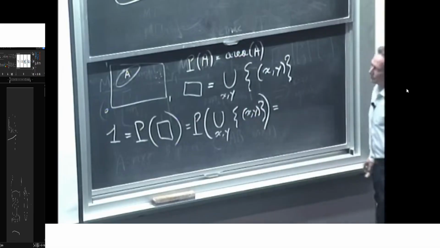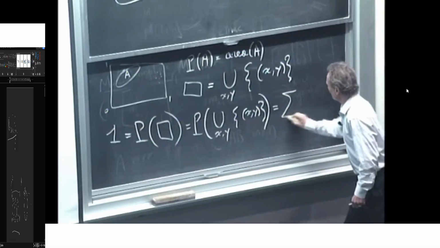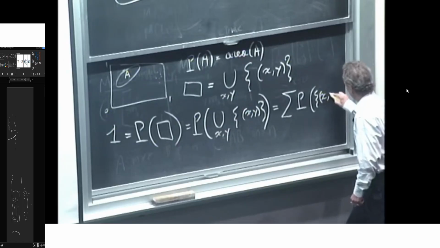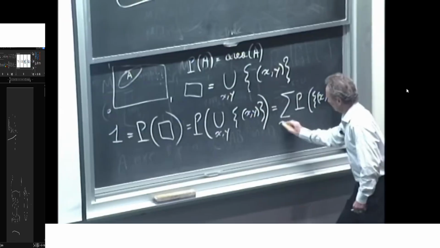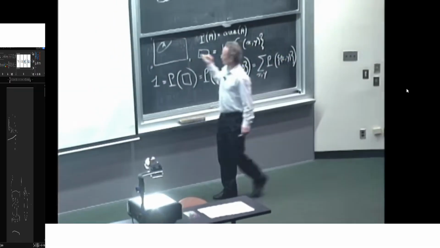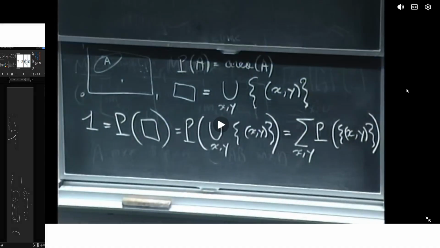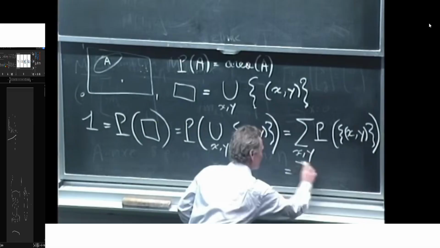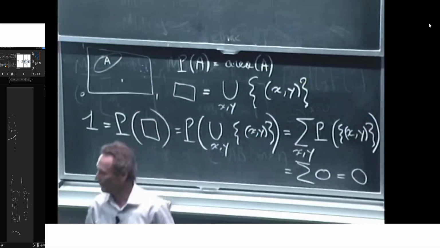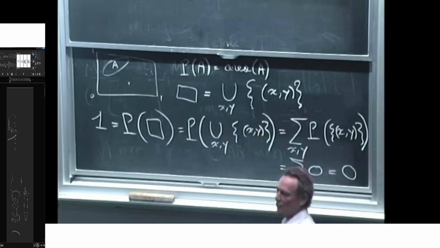Which, according to our additivity axiom, is the sum of the probabilities of all these one-element sets. Now, what is the probability of a one-element set? What is the probability that our outcome is exactly that particular point? Well, it's the area of that set, which is 0. So it's just the sum of zeros. And by any reasonable definition, the sum of zeros is 0. So we just proved that 1 is equal to 0.